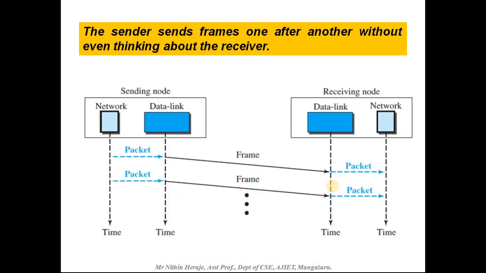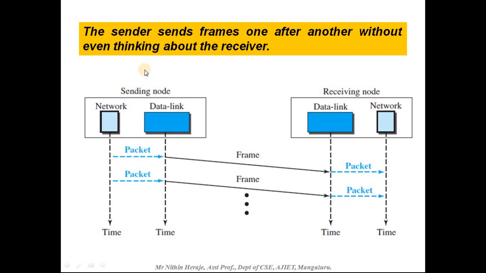So next, let's see how it works. We'll walk through how the data flows from the sending node to the receiver node. So here the sender sends the frames one after another without even thinking about the receiver. This is the sending node. We have a network layer here. We have a data link layer. This is the receiving node, and this is the data link layer of the receiver node, and this is the network layer of the receiver node.